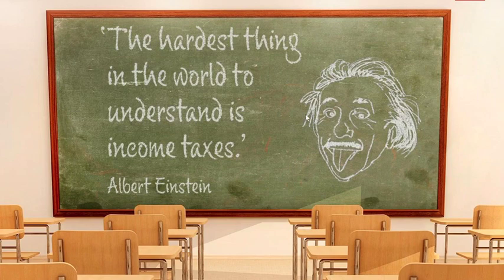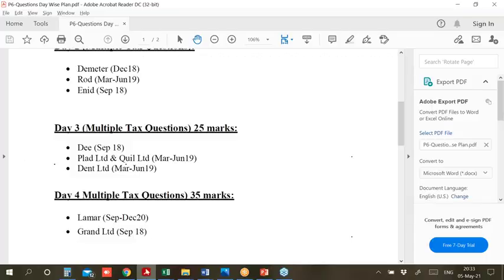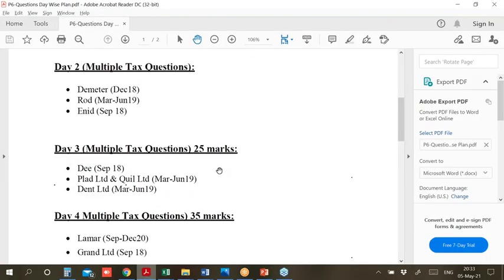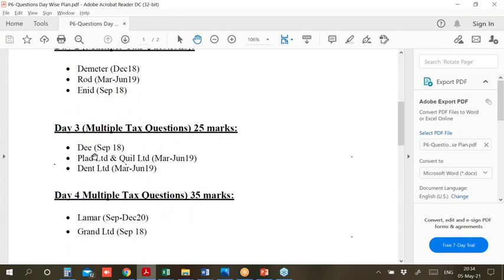So guys, let's discuss what is our today's plan as far as the questions are concerned. In the handout section, you can find the day-wise question plan as well as my notes. For the third day, the question that I have selected is Question D from the September 18 attempt, that primarily deals with individual taxation issues. However, the second question that I have selected is Plaid and Quill Limited, because normally what I have seen is the higher amount of past paper weightage is towards CT plus VAT when it comes to question number two. So usually the examiner likes to test the 25 mark question on CT plus VAT. However, he sometimes tests question number two on individual taxation as well.